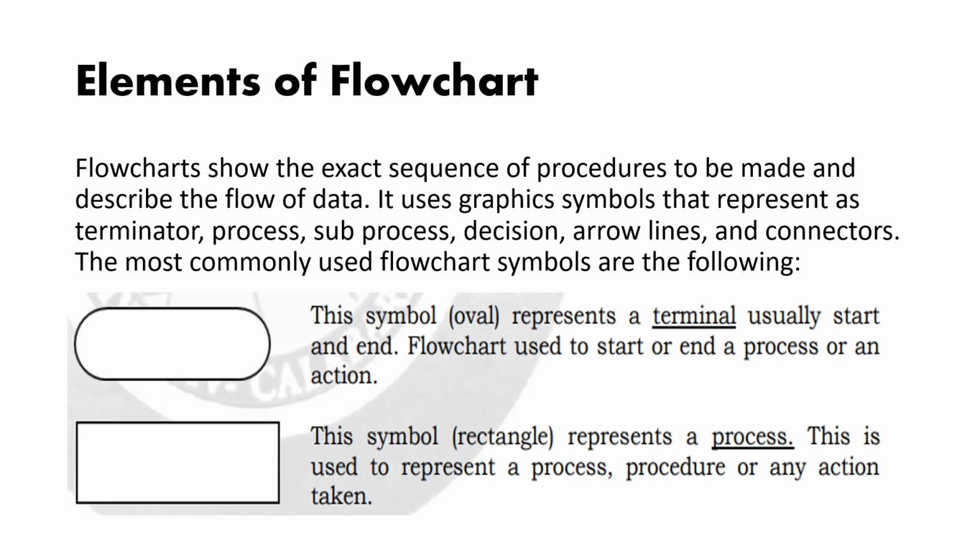We have the terminal symbol, usually start and end. A flowchart uses it to start and end a process or an action. Remember, all flowcharts have a beginning and end, and we use this capsule as a terminal symbol. Next, we have the rectangle. It is used as a process. This is used to represent process, procedure, or any action taken.